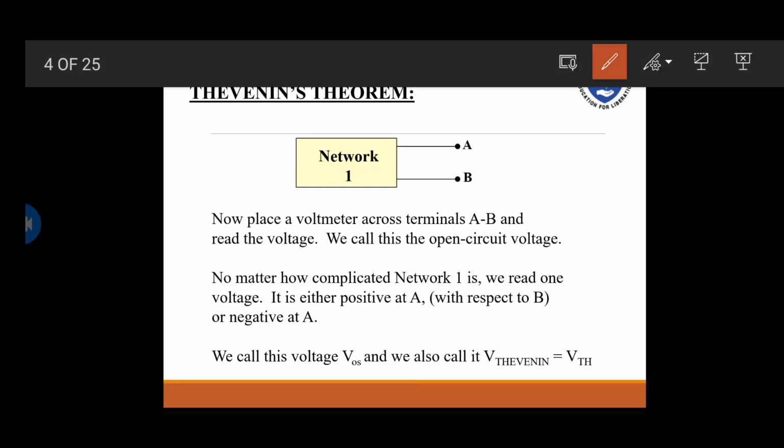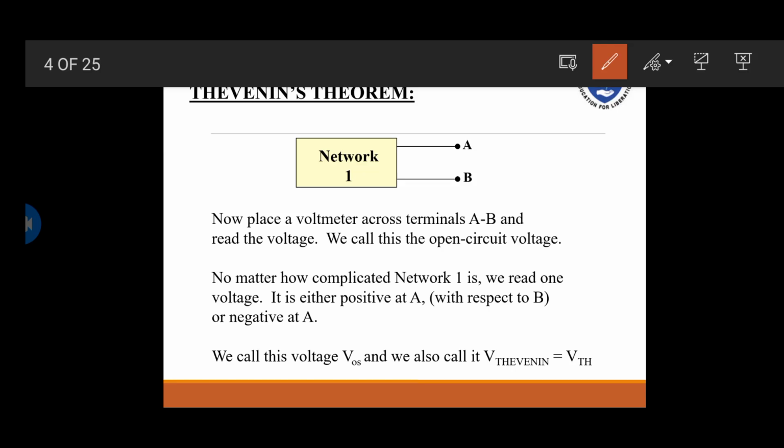Now place a voltmeter across A and B and read the voltage here. When you place the voltmeter across, it becomes a closed circuit and you measure the voltage there. No matter how complicated network 1 is, with many current sources or voltage sources, we read only one voltage.